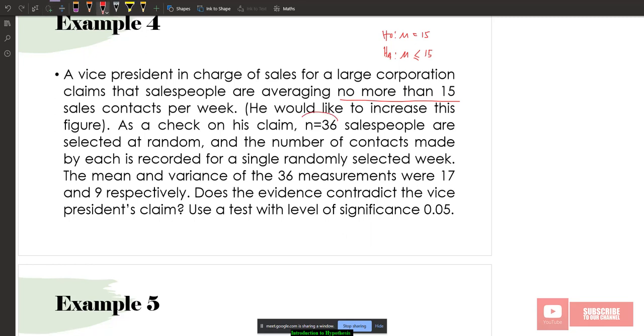And then they take 36 salespeople, so the sample is 36. They say the mean and variance of the 36 measurements are 17 and 9 respectively. So we don't know the population variance, but the sample size is big, so we can use the Z distribution.